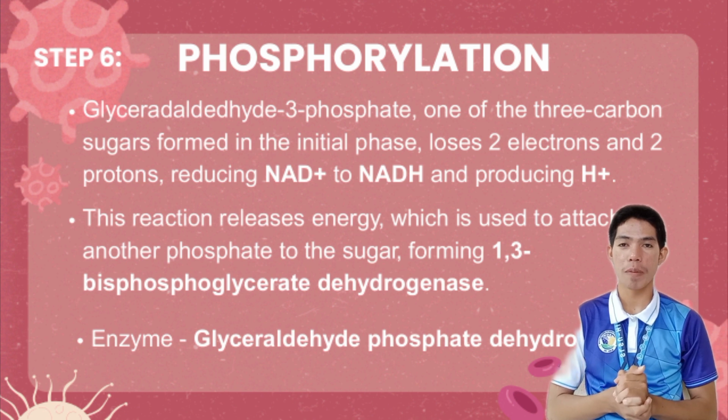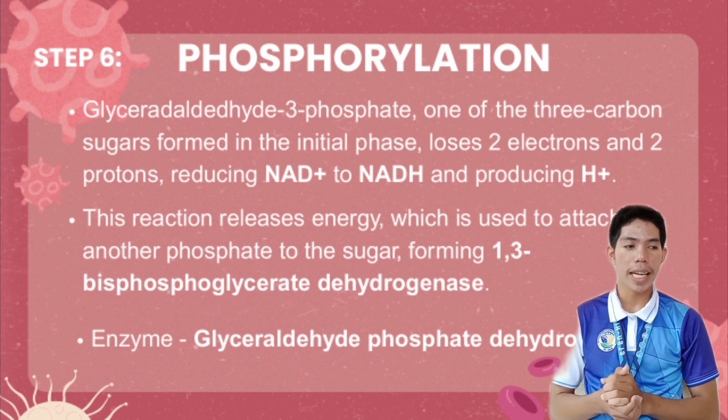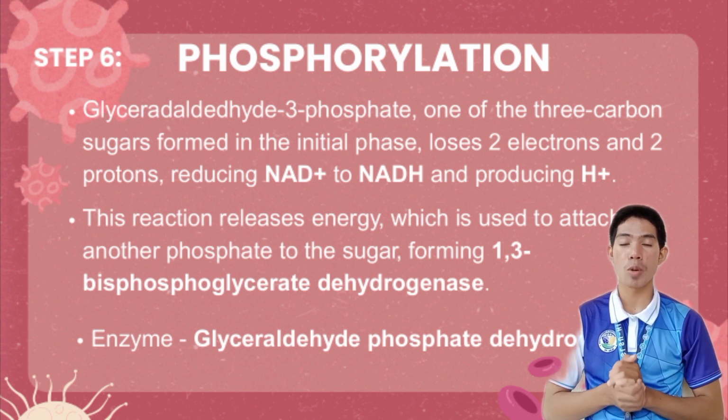So next, step 6, phosphorylation. Glyceraldehyde 3-phosphate or G3P, one of the 3-carbon sugars formed in the initial phase, loses 2 electrons and 2 protons, reducing NAD plus to NADH and producing H plus. So it means that ang isa sa carbon ni G3P ay magre-release o maglulus ng dalawang electrons at saka dalawang protons. So, ngayon, si NAD plus ay nakaatang na kukunin niya ang mga nai-release na electrons at protons. Tapos kukunin niya ito at magproproduce siya ng hydrogen.